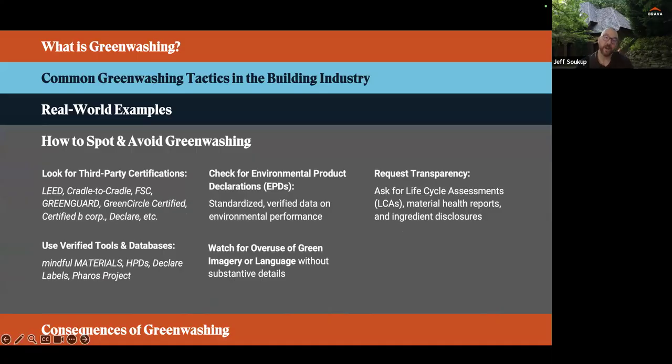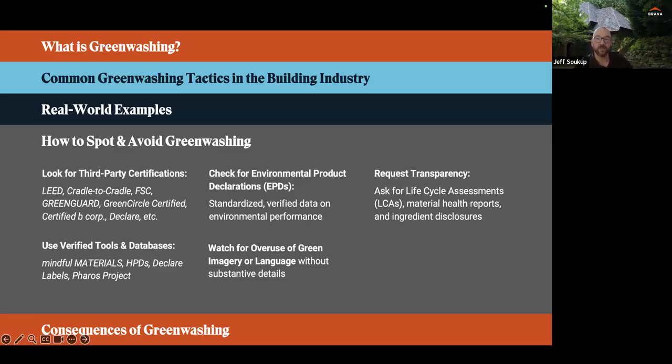So that's how to spot and avoid greenwashing. Again, look for your certifications. Use verified tools and databases. So we all know Mindful Materials, HPDs, Declare, Red List, Pharos Project. All of these are resources that we have at our fingertips that we can always use to verify. Check the EPDs, making sure that a company has EPDs, they're third-party verified. You can be confident in the information there. Watch for overuse of green imagery or language. Just because something has a plant on the bottle doesn't mean that it is green.